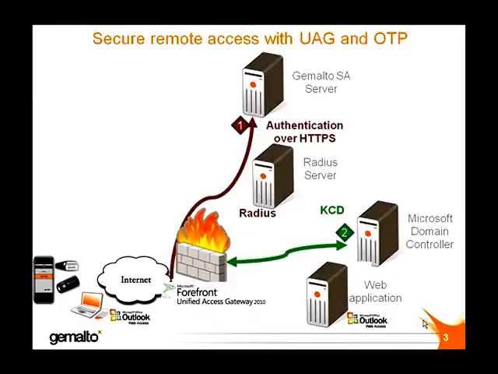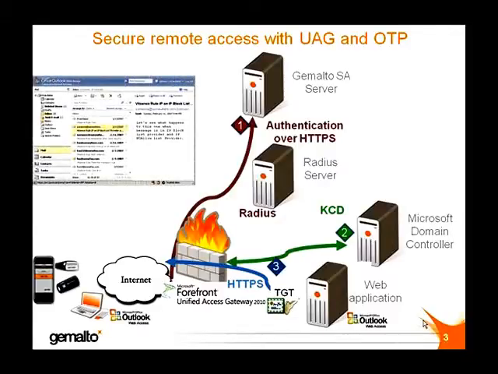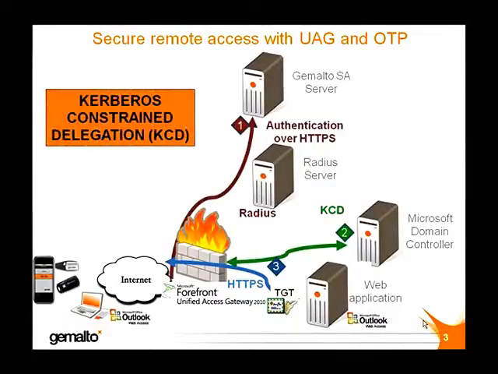So we can see this ticket called TGT going from the domain controller to UAG. UAG then sends this same ticket to Outlook Web Access. And if the ticket is accepted, then the user can access their application, in this case Outlook Web Access. So the technology used by Forefront UAG to accomplish this single sign-on functionality is Kerberos Constrained Delegation, or KCD. For this demonstration, we only need to know that IAG and Outlook Web Access need to be configured to use KCD with SA Server.